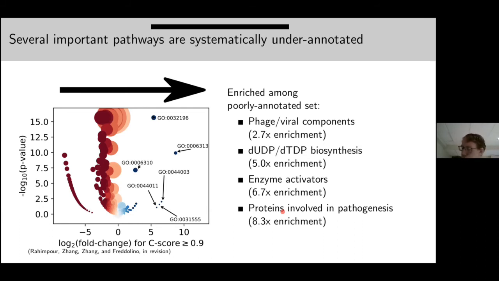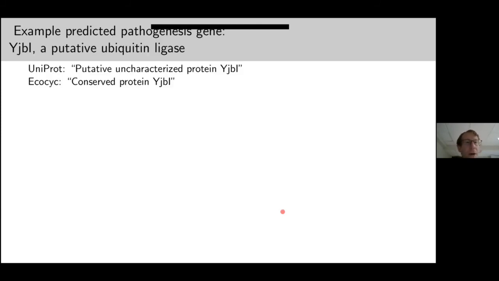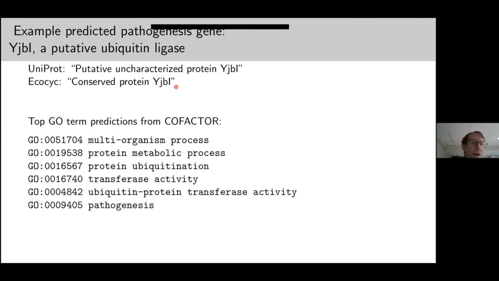Just to give a couple examples of proteins in those categories, one I want to highlight is one protein called YJBI. The UniProt and EcoCyc annotations to this protein are that it is some kind of conserved protein, but give no notion as to the function. Now, our cofactor predictions on the other side suggest that it's involved in multi-organism processes, first of all, and pathogenesis, and then also that it in particular acts as a ubiquitin transferase. This may be surprising to see in bacterium, but it's actually not surprising because ubiquitin transferases are injected into host cells by many pathogenic bacteria to perturb the host cell physiology.